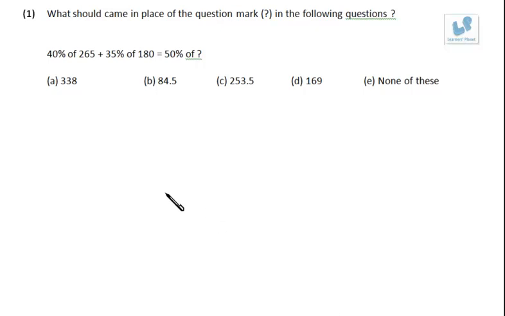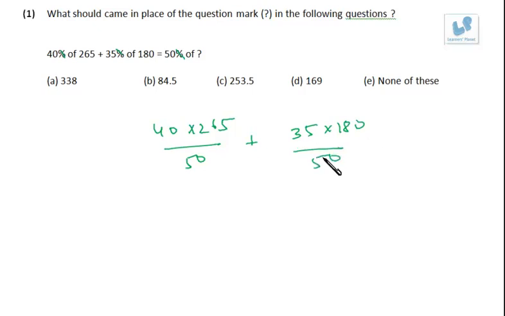Now let's take this problem. Here on the left hand side and on the right hand side, both sides we have a percentage sign, so I just eliminate that, right? Now we are left with 40 into 265 plus 35 into 180 is equal to 50 into x, right? Now it's 40 into 265, and this 50 can be taken over here, so it's 40 into 265 by 50 plus 35 into 180 by 50, right?